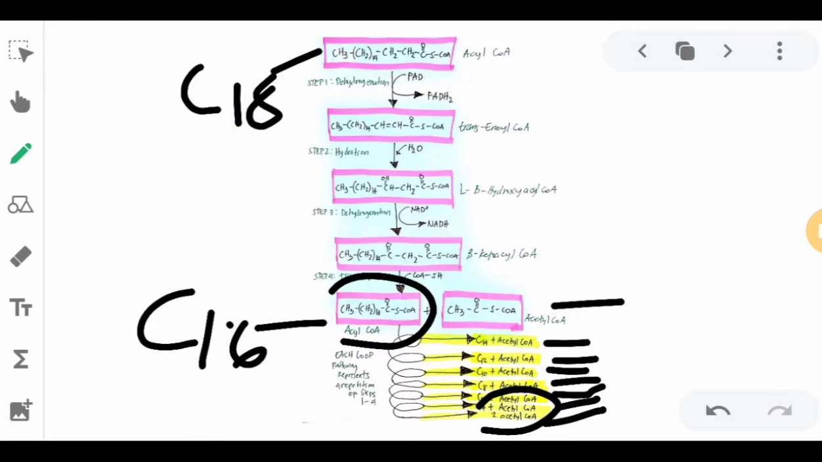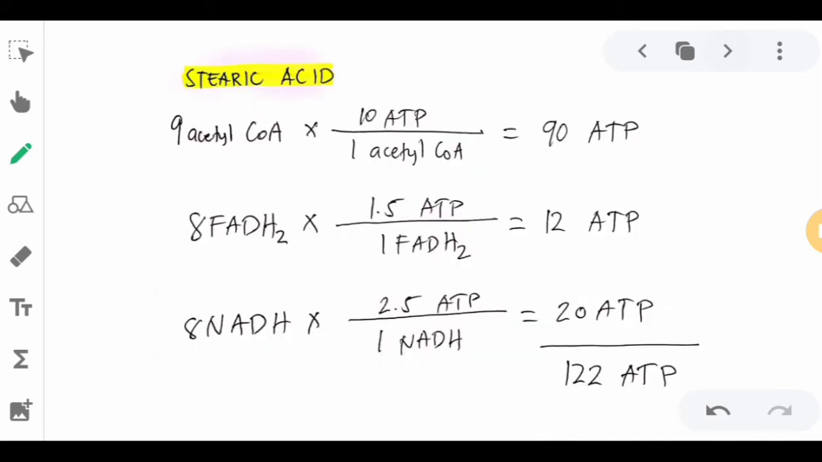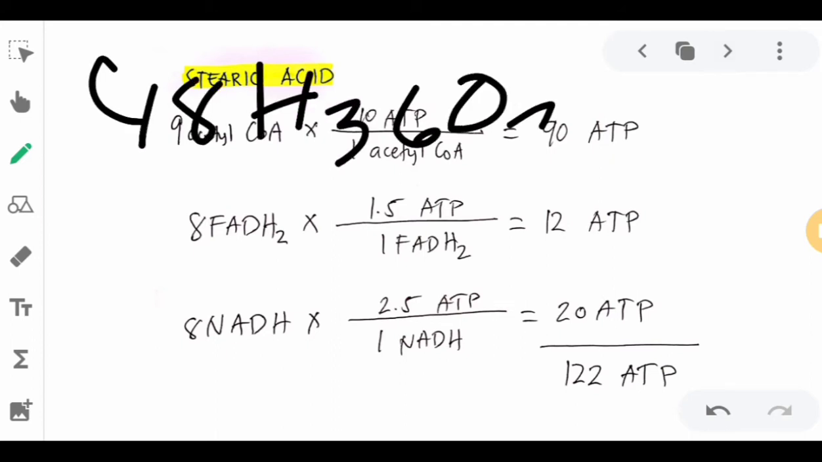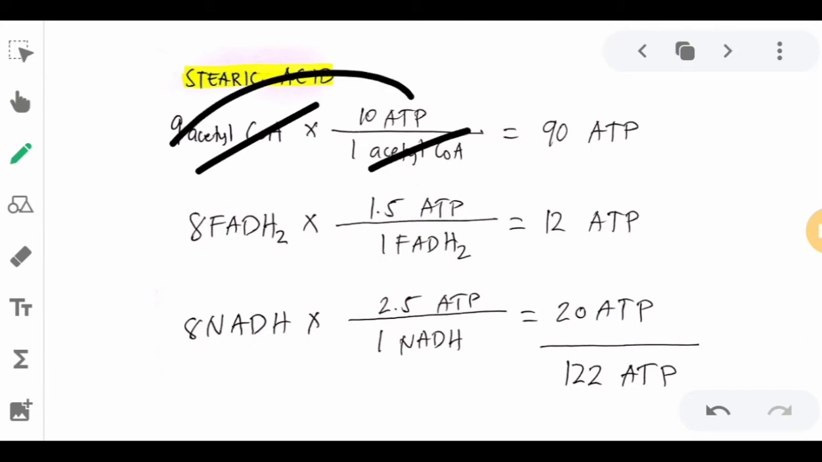Now, let us calculate the net ATP production for this one. For stearic acid, C18H36O2, the number of acetyl-CoA is half the number of carbons. We have 18 carbons, so 18 divided by 2, you have 9 acetyl-CoA. And 1 acetyl-CoA will produce 10 ATP. You put the 1 acetyl-CoA at the bottom so you can eliminate that unit, and multiply because 1 acetyl-CoA is equivalent to 10 ATP. This is dimensional analysis. So 9 times 10 is 90 ATP from acetyl-CoA.